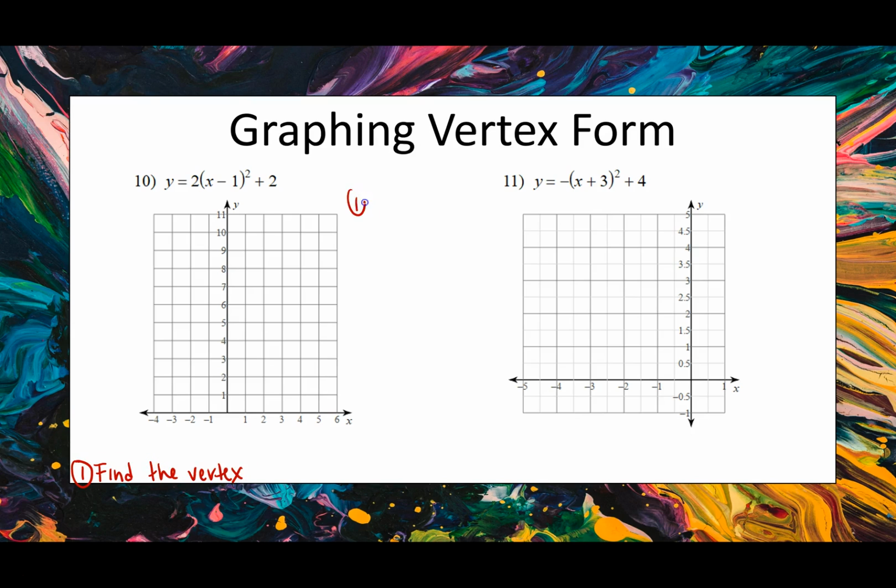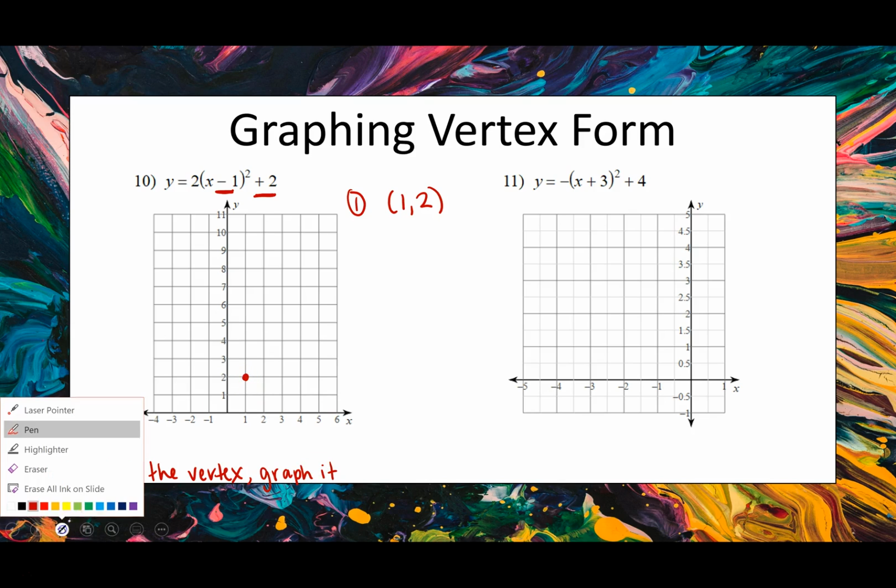Okay, so step 1 here, finding the vertex, well, that's going to be the opposite of -1 is 1, and then you keep this as 2. So find the vertex and even graph it. So my (1, 2) is right here.